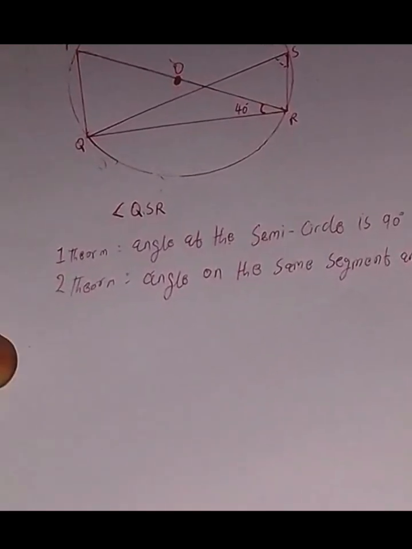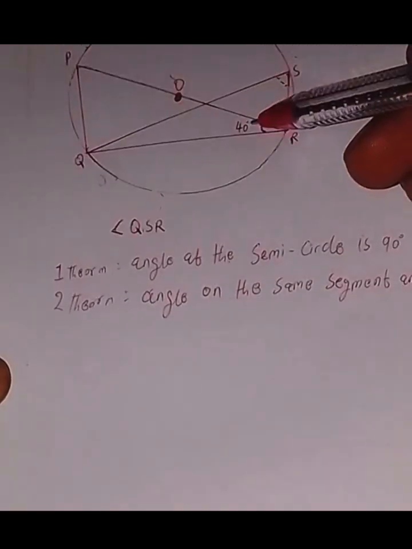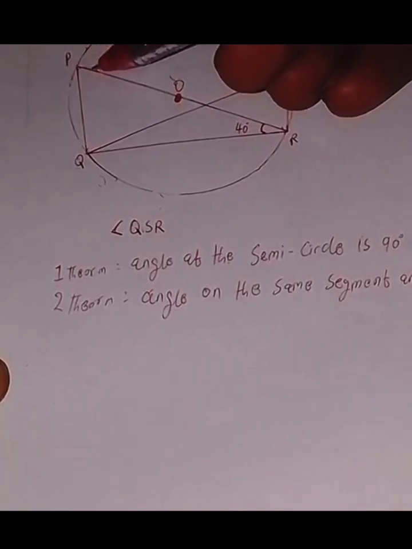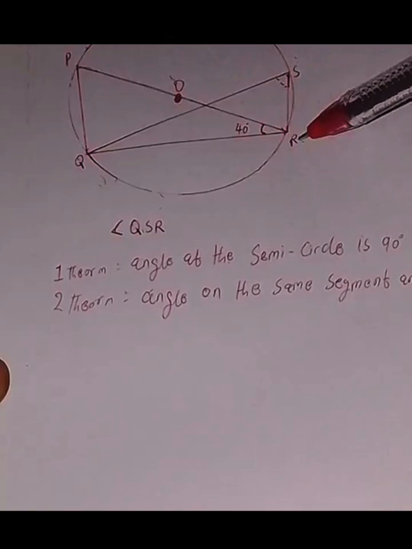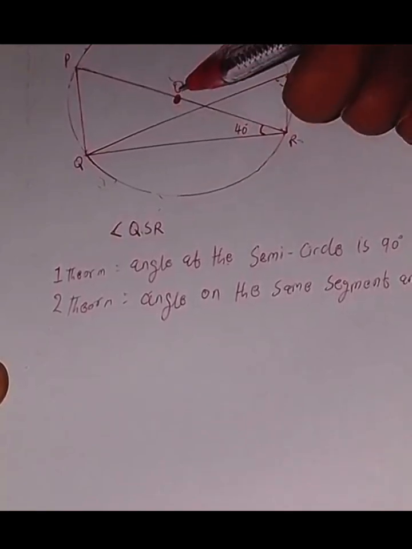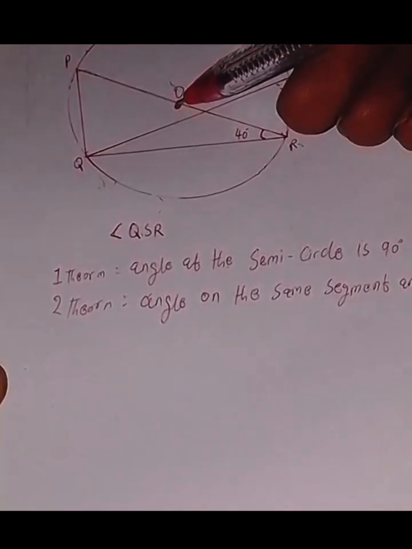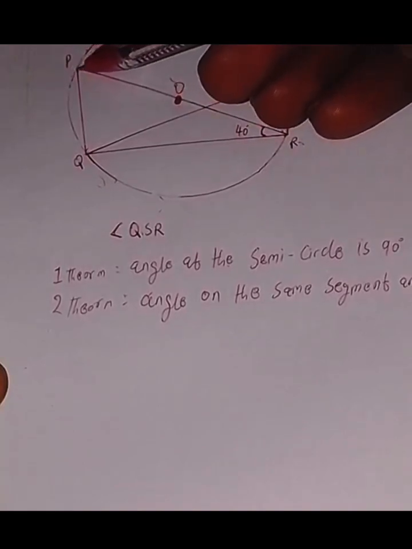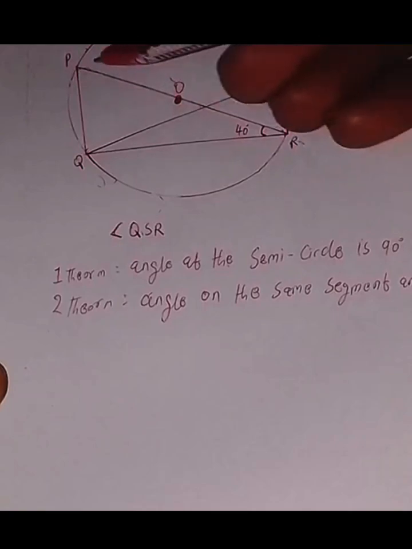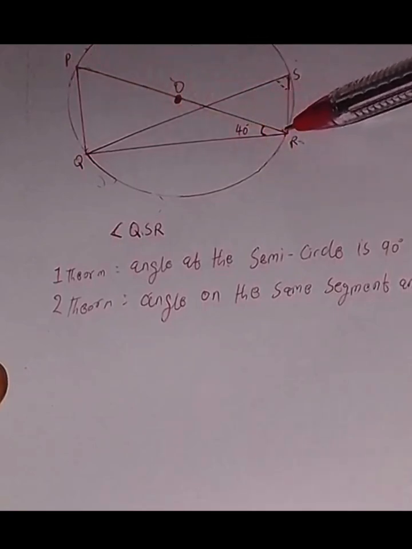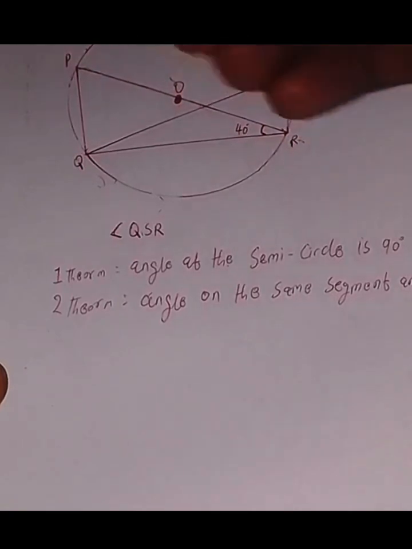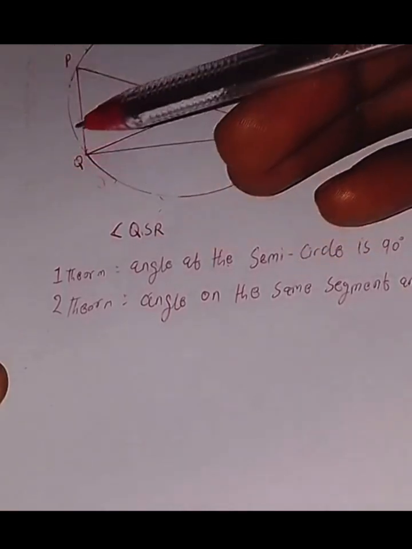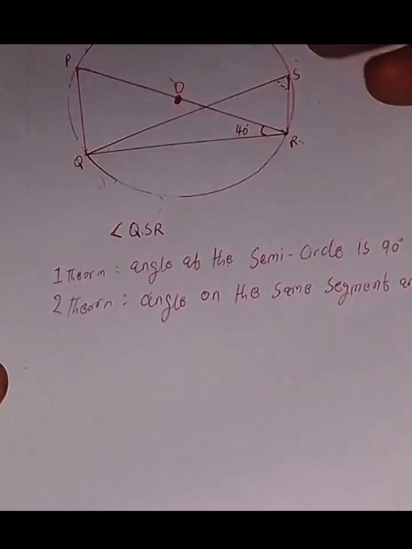Now to start, we are given 40 here. If you look closely, this line PR is bisecting the center. You can see that this is the midpoint, the center of the circle. So P is moving from this part through the center of the circle, so it's a diameter. It has divided the circle into two. From here to here is a semicircle, and from here to here is a semicircle.